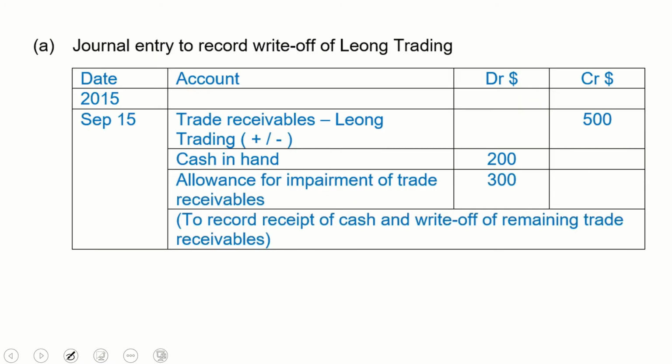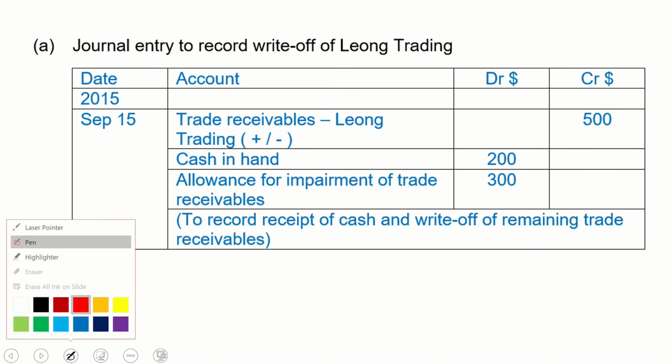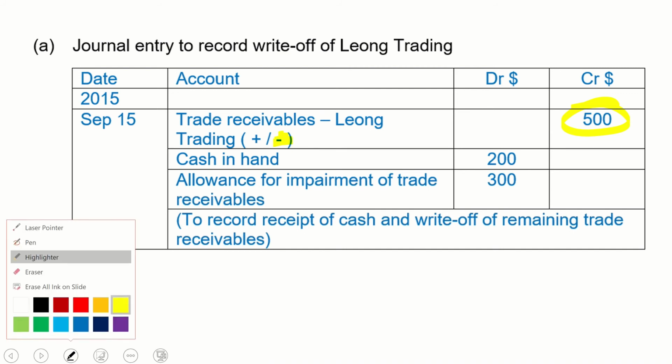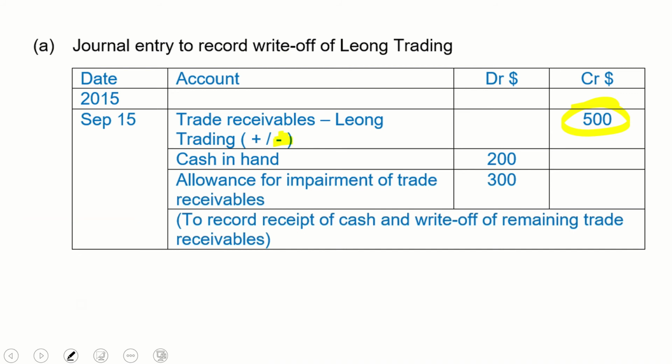If you want to write off Leong Trading, firstly, you need to take note that he will not be able to pay you anymore. So we record Leong Trading minus on the credit side of trade receivables. Next, we also know that he is going to pay cash. Since he is going to pay cash, we are going to record a plus in the debit side of cash in hand.